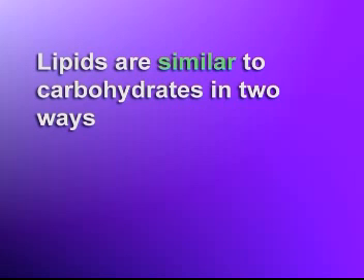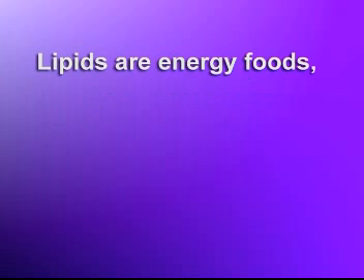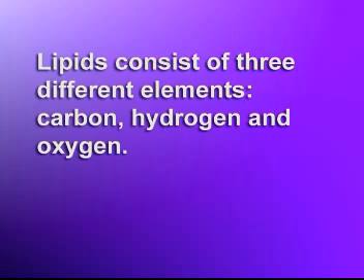Now, students, let's move on and look at the next group of organic compounds. Lipids. Lipids are similar to carbohydrates in 2 ways. Firstly, they are energy foods, and secondly, they consist of only 3 different types of elements: carbon, hydrogen, and oxygen. There are a few exceptions, but we'll come to that in a later lesson.